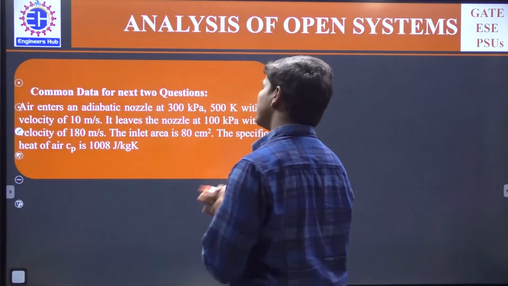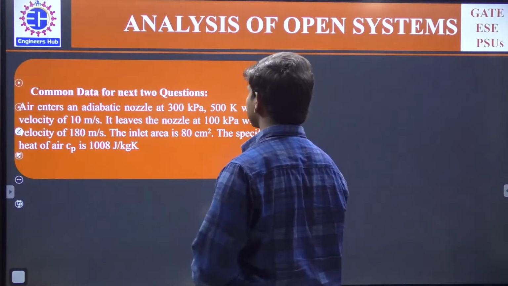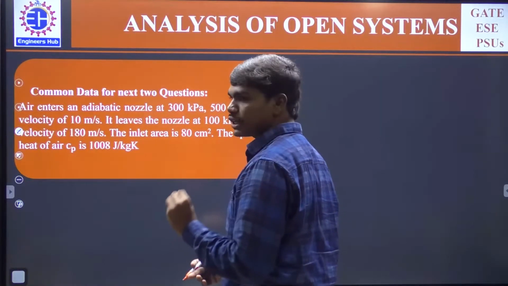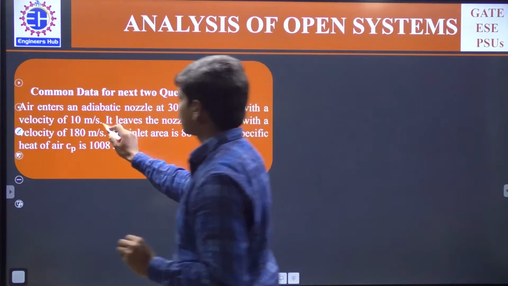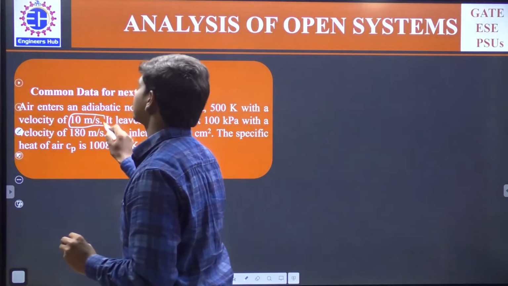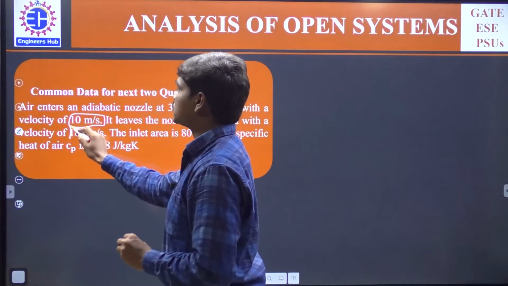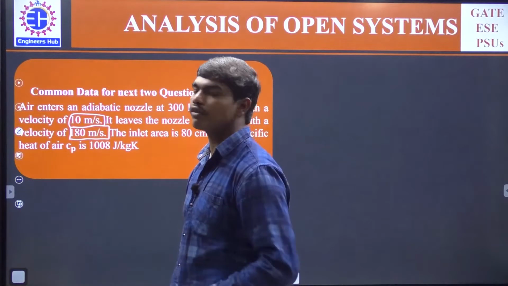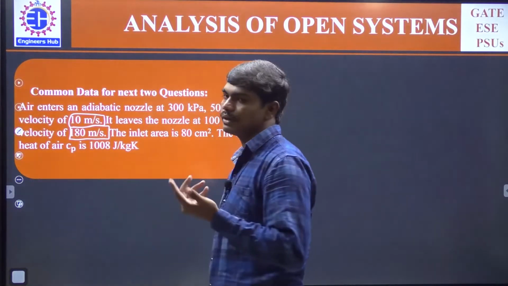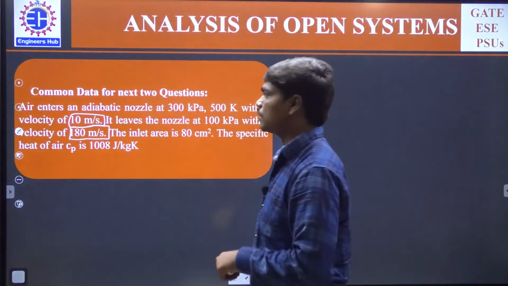Air enters an adiabatic nozzle at 300 kilopascals and 500 Kelvin with a velocity of 10 meters per second. But in this case, some initial velocity is also given, and that initial velocity is 10 meters per second. The exit velocity is 180 meters per second. If you compare the values, generally nozzles highly accelerate the fluid, so inlet velocities will be many times less than the outlet velocity.